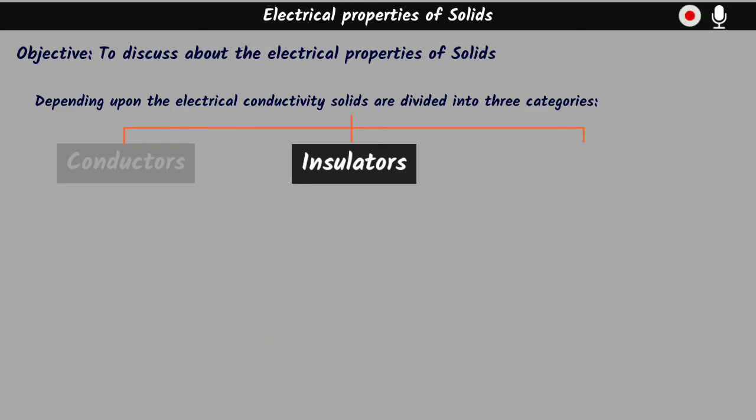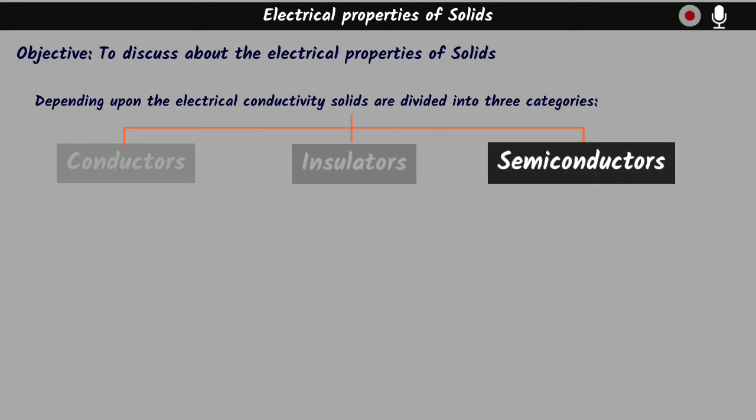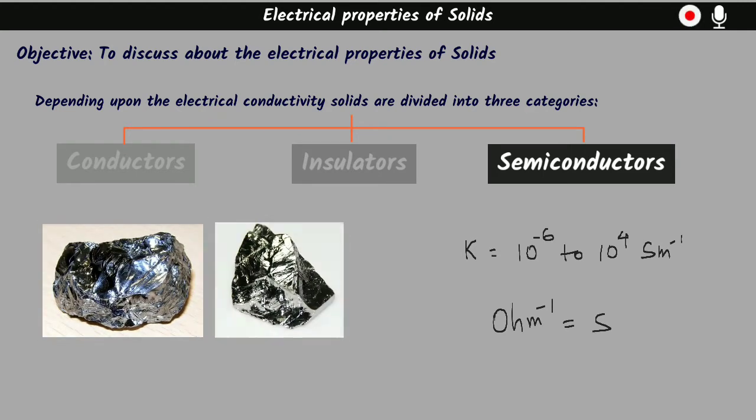And the last, the third category, is known as semiconductor. It lies in between conductor and insulator, and that's why it is known as semiconductor. Semiconductors are defined as the substances or solids which can exhibit a specific conductivity in the range between 10 to the power minus 6 to 10 to the power 4 ohm inverse per meter. Some examples of semiconductors are silicon, germanium, etc.